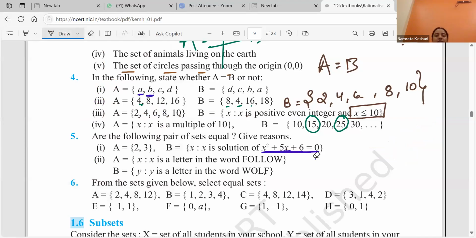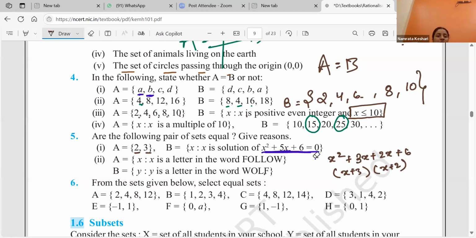Okay, let's split the middle term and let's find the x value. We'll be having x square, 6, 3 2 times 6, right, Manvi? Yes, ma'am. Okay, so you will be able to find the x value from here. It will be x plus 3, it will be x plus 2. X value we are getting as minus 3, minus 2. And here we can see x value is just 2, just 3. So these two sets are not equal, right?